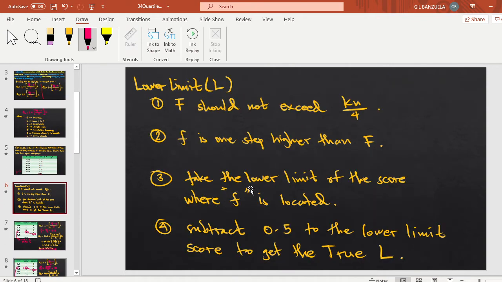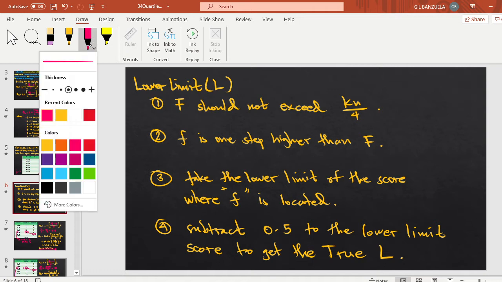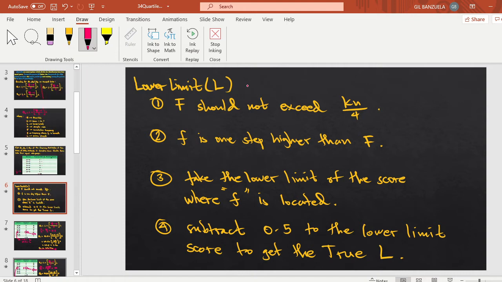Alright, but before I answer that question, as I promised, let's discuss the true lower limit. To get the true lower limit, we need to follow these simple 4 steps. Take note that capital letter F is your cumulative frequency. I'll discuss it to you when we go back to the table.